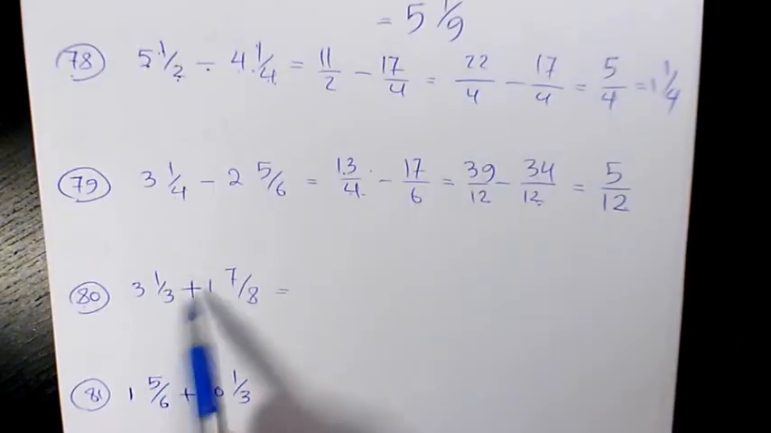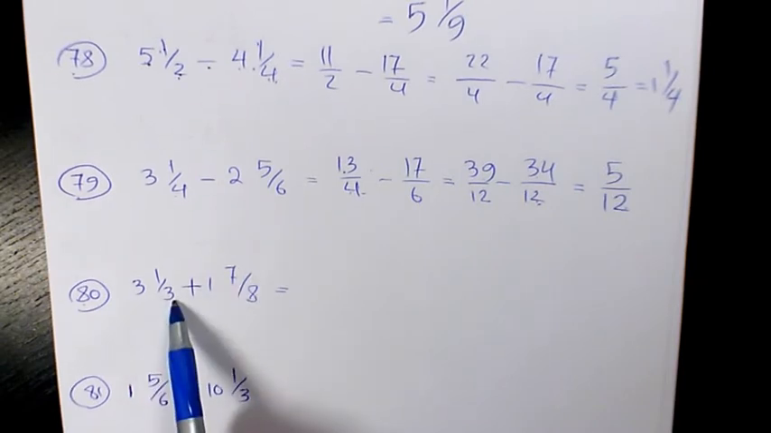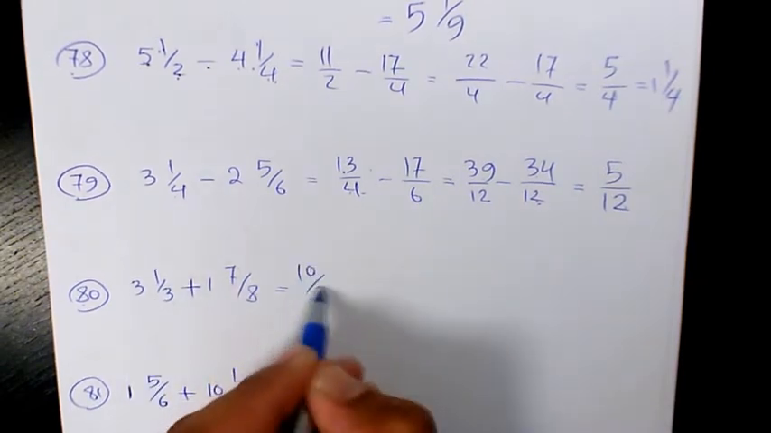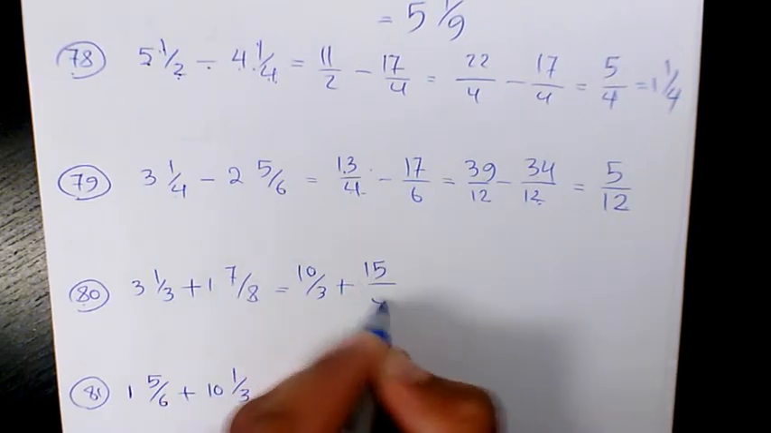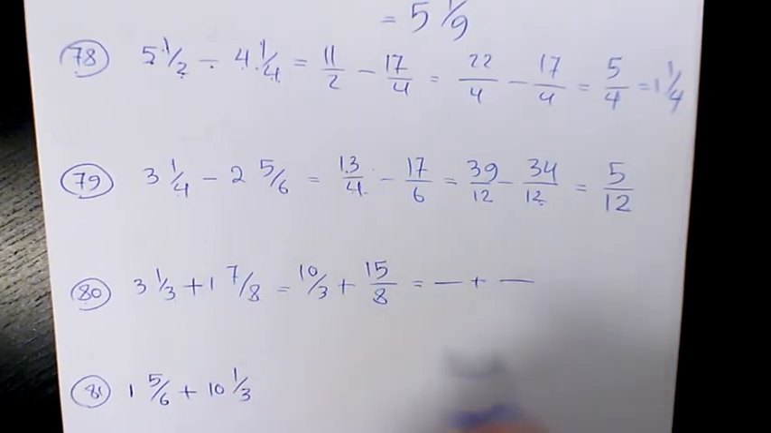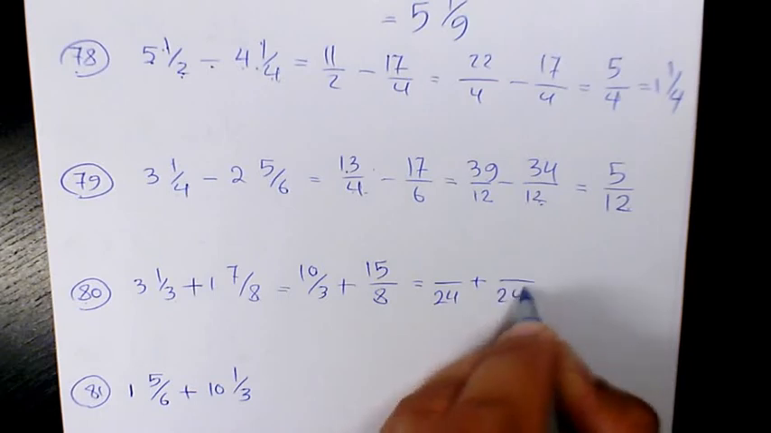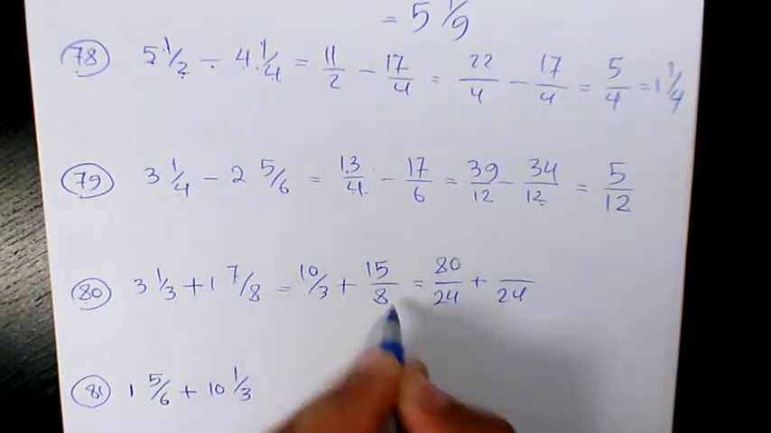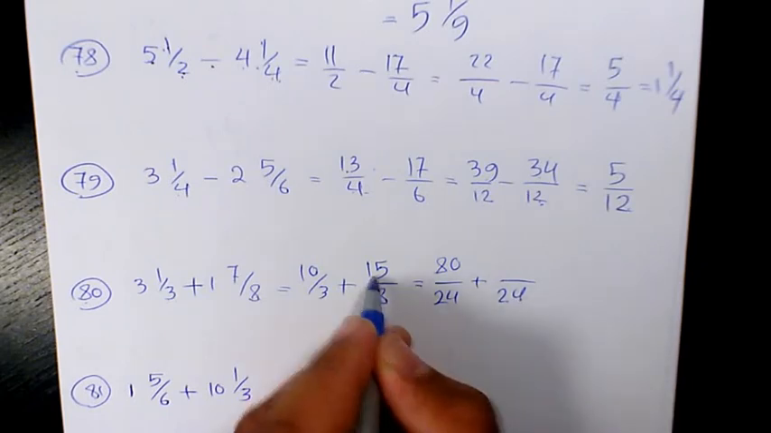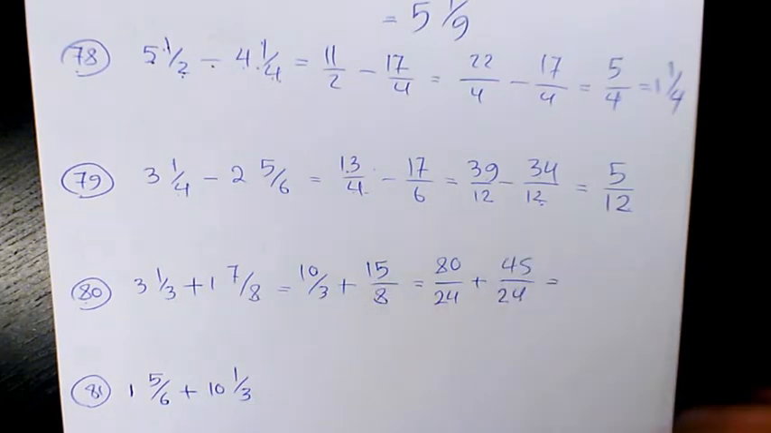3, 1 over 3 plus 1, 7 over 8. 3 times 3, 9 plus 1 is going to be 10 over 3. 1 times 8 plus 7 is going to be 15 over 8. Common denominator is going to be 24. 3 times 8, 24. 10 times 8, 80. 8 times 3, 24. 15 times 3, 45.